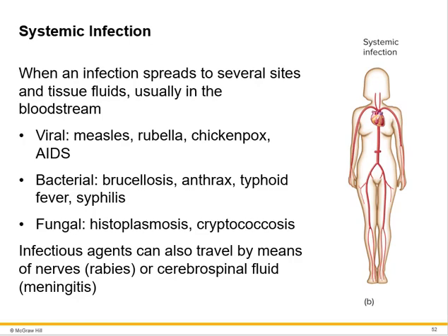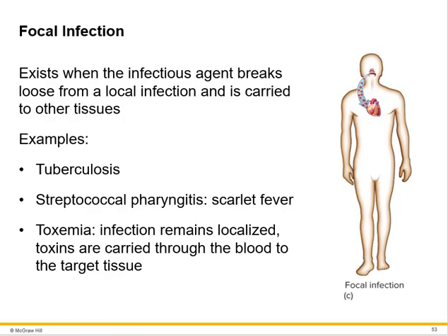So these agents travel by means of the nervous system or cerebrospinal fluid. They can also travel through the nerves or the cerebrospinal fluid. A focal infection is one that starts in one location and is carried to other tissues. A lot of times you get these, and this is the example they're giving, in this triangle of the nose and the mouth area, where there are a lot of blood vessels.